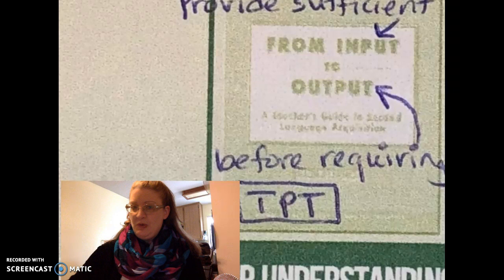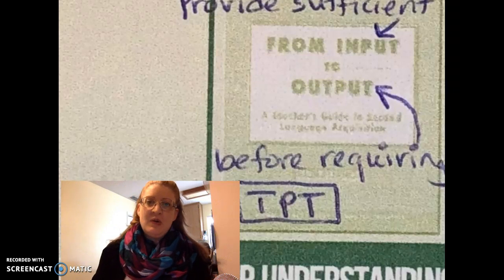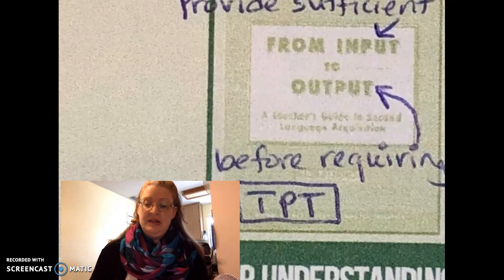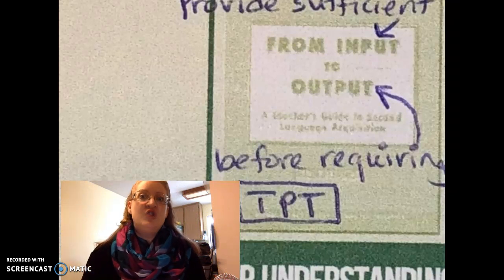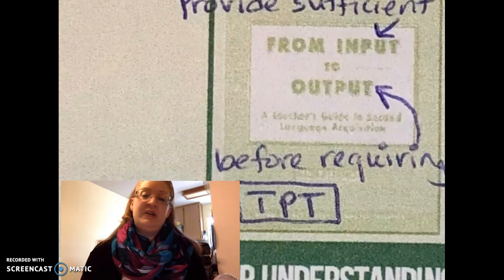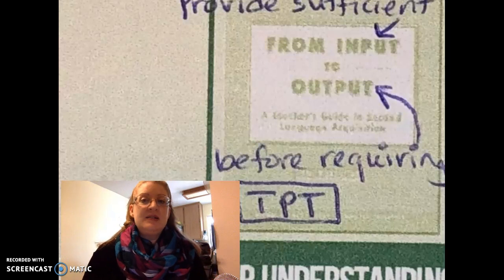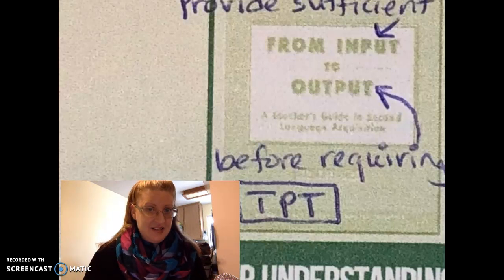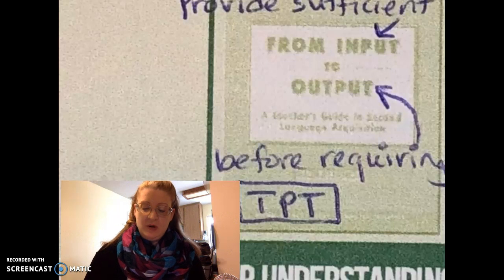Another thing we want to look at, as I mentioned earlier, is whether or not we provide sufficient input before we require output. Because if we jump too quickly to the output phase, our students will feel required to slip back into English because they simply don't have the skills yet to produce that quantity of target language.